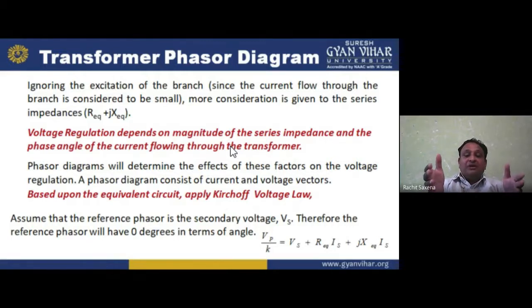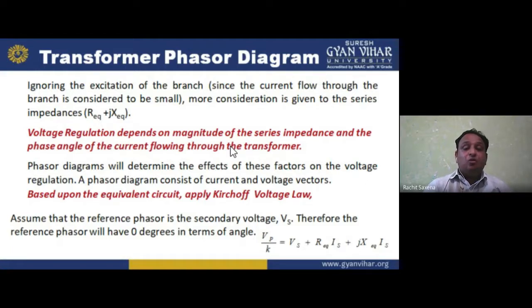If I want to know the voltage regulation, it depends on the magnitude of the series impedance and the phase angle of the current flowing through the transformer. Basically, voltage regulation is the change in voltage on the secondary or load side from full load to no load. We can identify it this way. So the phasor diagram will determine the effects of these factors on voltage regulation. A phasor diagram consists of current and voltage vectors.